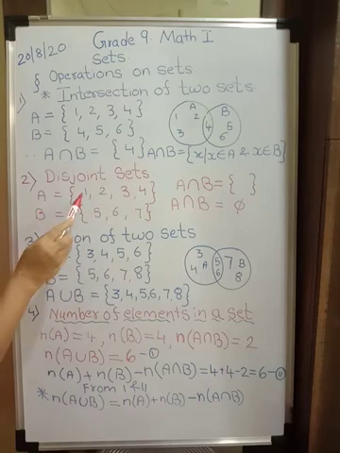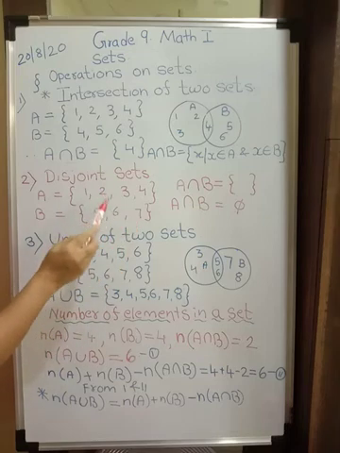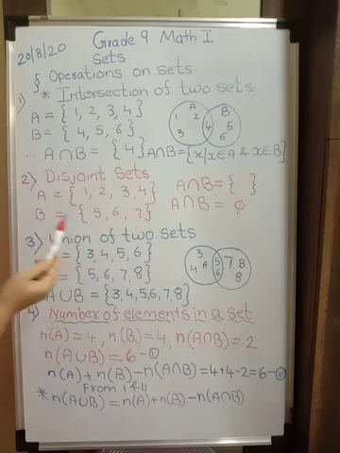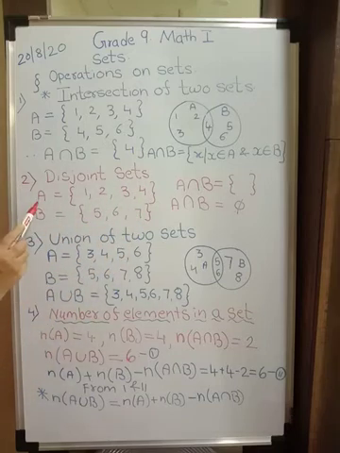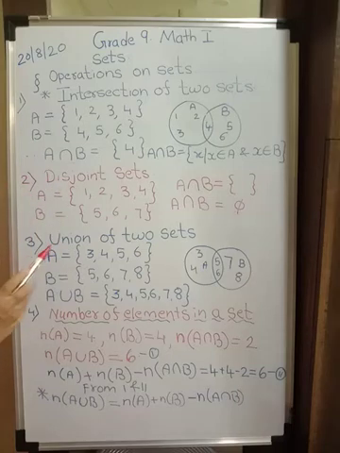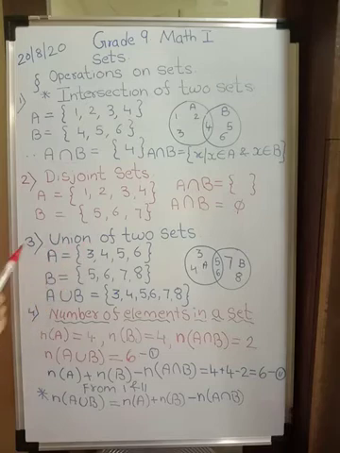See, A contains elements 1, 2, 3, 4 and B contains elements 5, 6, 7. None of the elements from both the sets are common. These are all different, these are all different. So in this case, when no element is common in both the sets, those two sets are called disjoint sets. Now let's go for union of two sets.